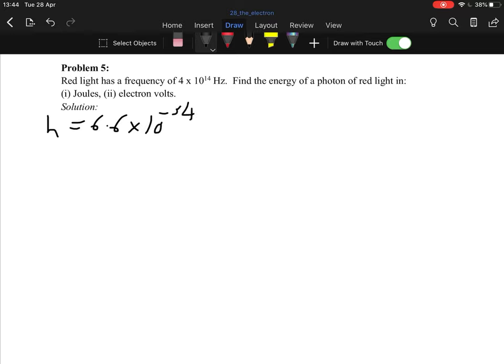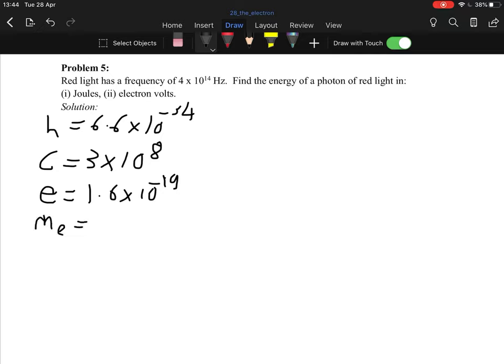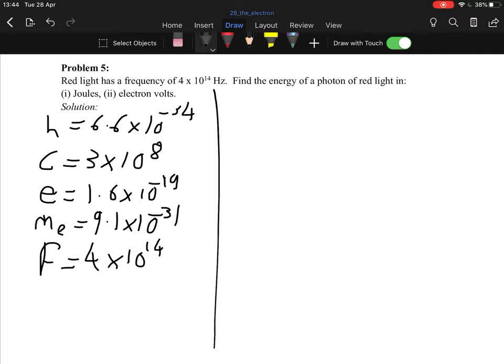But in this question, in the book, page 339, they gave us h, 6.6 by 10 to the minus 34. I'm not going to write the SI units because I just want to save space. They gave us the speed of light, 3 by 10 to the 8. They gave us the charge of an electron, 1.6 by 10 to the minus 19, and the mass of an electron, 9.1 by 10 to the minus 31. And then we have a frequency of 4 by 10 to the 14.